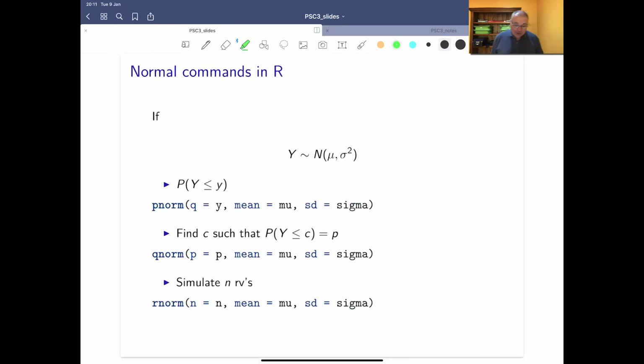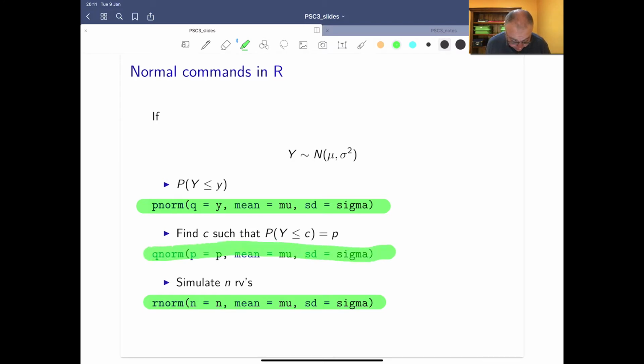How do we do it? Well, again, if y is normal with a mean of mu and a variance of sigma squared, to do less than or equal, we do our p-norm. Notice the value that we put in is our standard deviation. We can do our simulation. I'm also going to give you another one, what we call an inverse CDF, which is q-norm. And we'll use that in a second to calculate something.